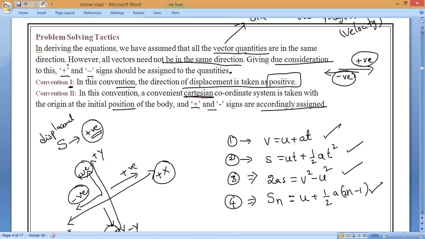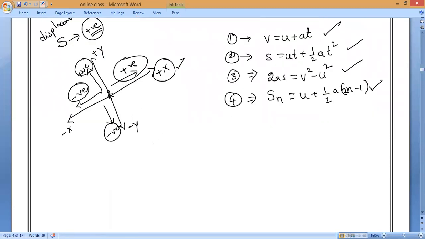So in this convention, displacement you always take as positive. Next, a convenient Cartesian coordinate system is taken with the origin at the initial position of the body. Suppose the body is here, then the plus or minus signs are accordingly assigned. Based upon the direction in which it is moving, we have to assign either positive or negative. Is it okay, everybody? Understand, everyone? Yes, sir. These are the problem solving tactics which you have to remember.